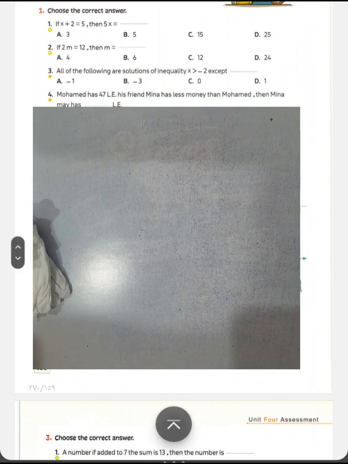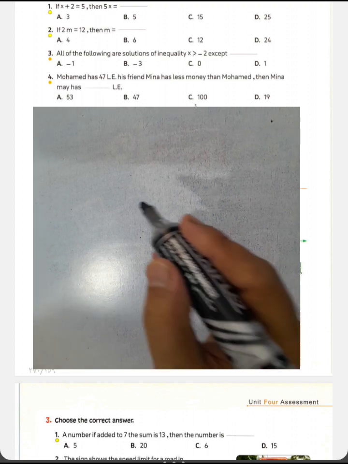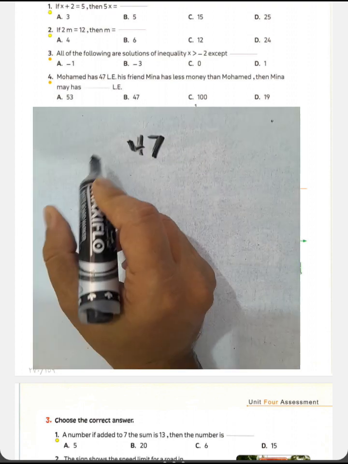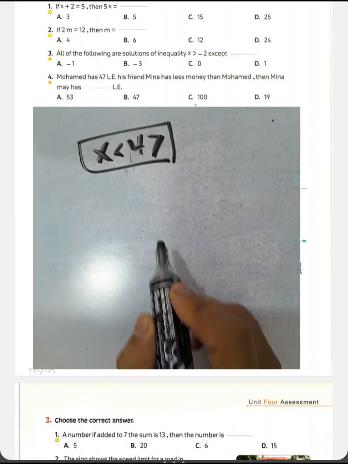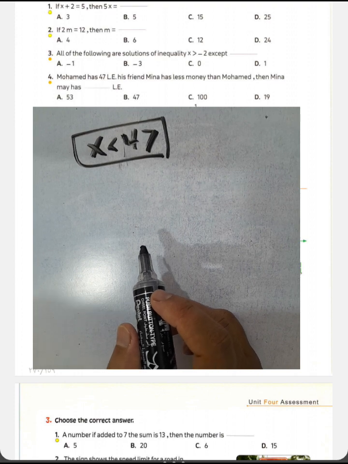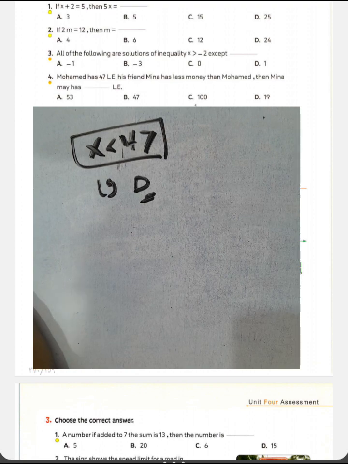Question 4. Muhammad has 47 Egyptian pounds. His friend Minna has less than Muhammad. Then Minna has what? Which number here is less than 47? x less than 47. We can find this inequality from the solution. Which number is less than 47? 19. Letter D. Choose letter D for this question.